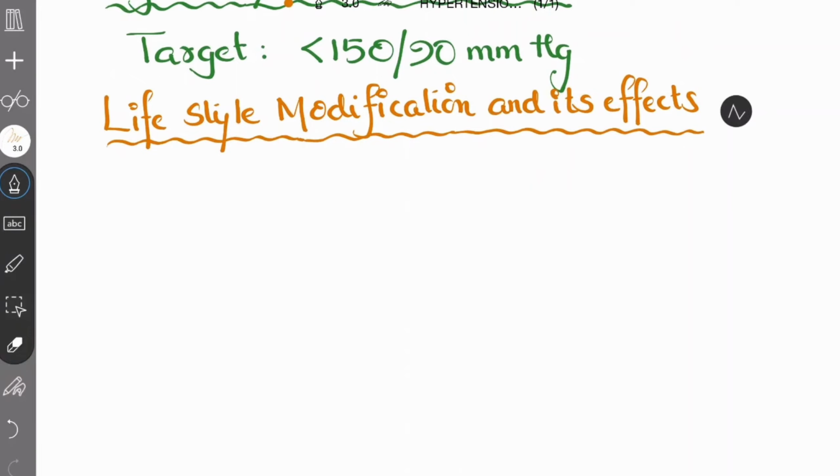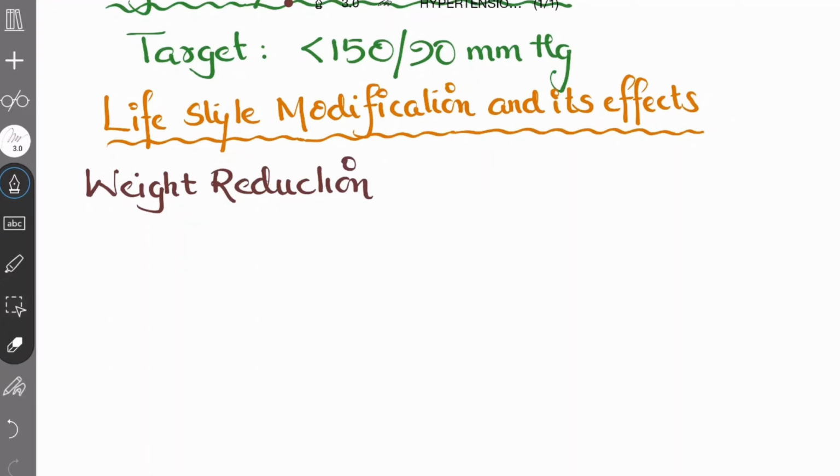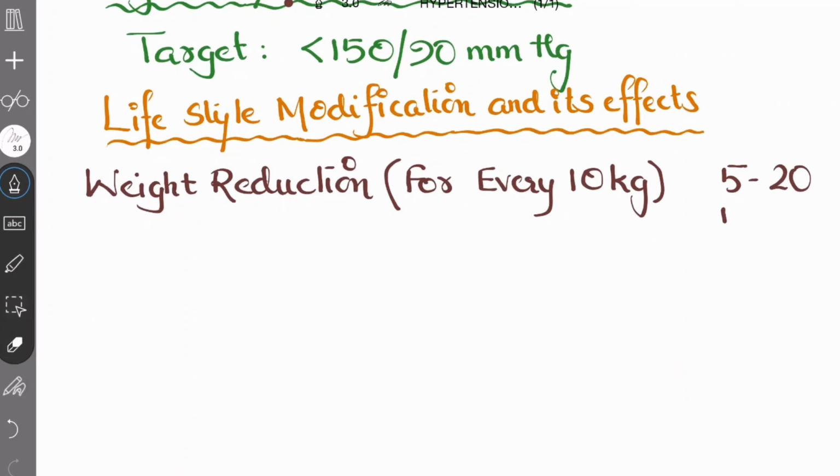Firstly, you should understand weight reduction. For every 10 kg loss of weight, there is a reduction in systolic blood pressure of 5 to 20 millimeter of Hg.